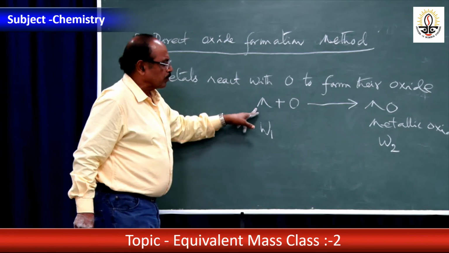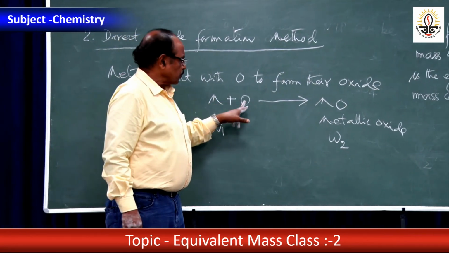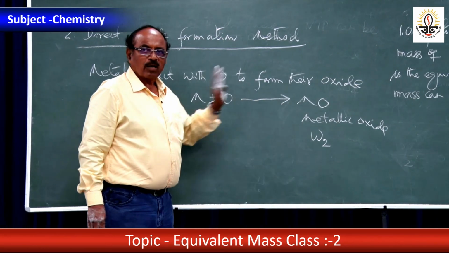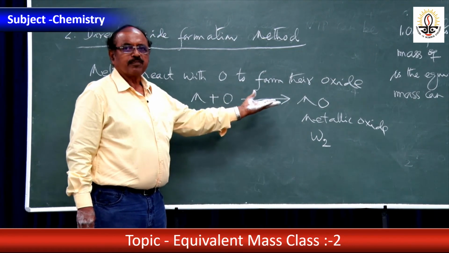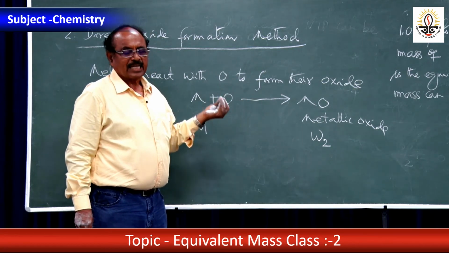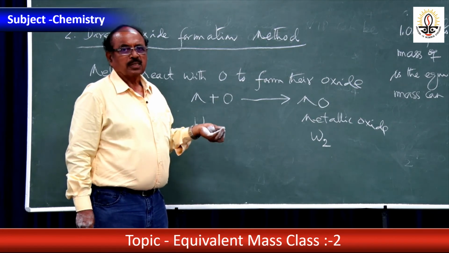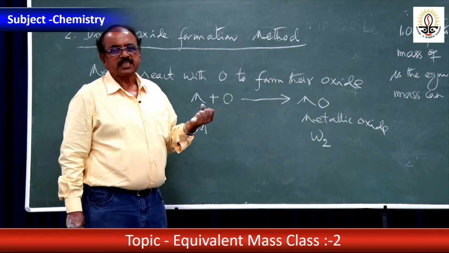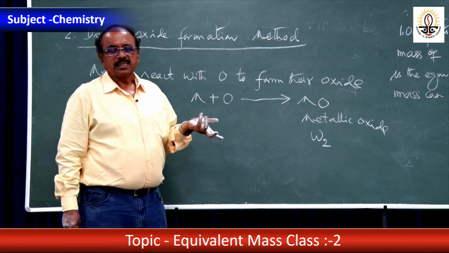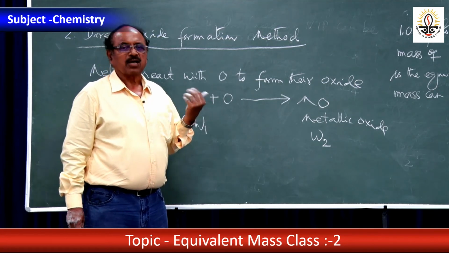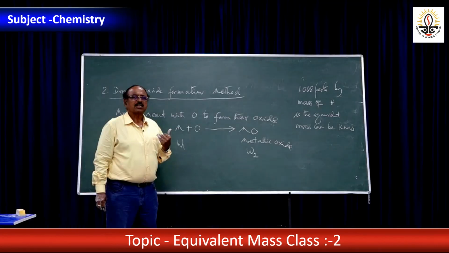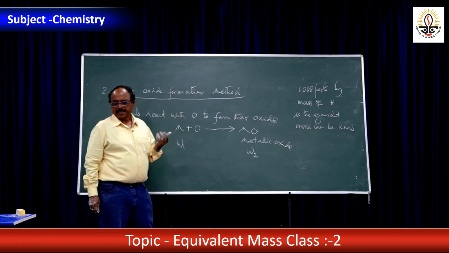An exactly weighed amount of metal is allowed to react completely with oxygen to form metal oxide, and the weight of the metal oxide formed is determined accurately. So the weight of oxygen that reacted with the metal can be known. Hence, the number of parts by mass of the metal which combine with 8 parts by mass of oxygen, the equivalent mass, can be known.